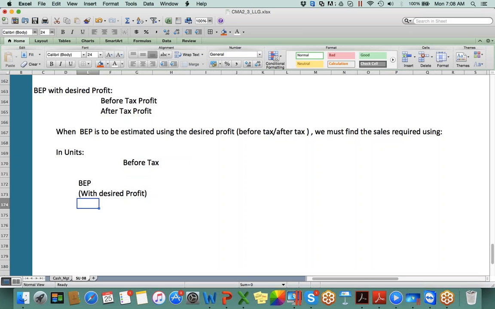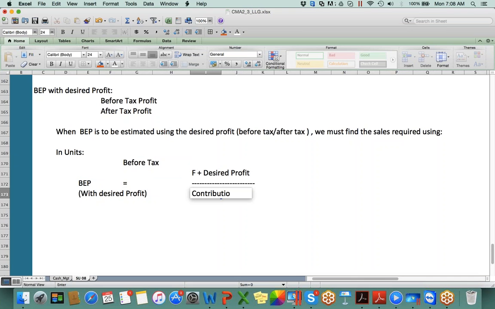Desired profit equals fixed cost plus desired profit, divided by contribution margin. Unit contribution margin means contribution per unit. Okay, this is what we are calculating before tax.